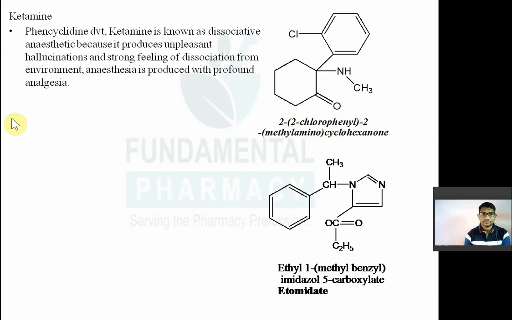Now next we will see ketamine. As I have told you, ketamine is a narcotic analgesic and it is known as a phencyclidine derivative. Remember this too, whose derivative it is: phencyclidine derivative. What is phencyclidine like?